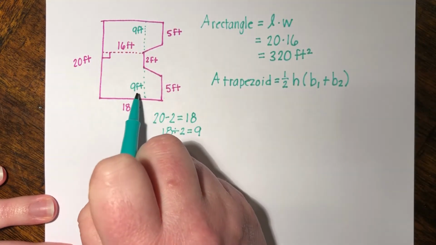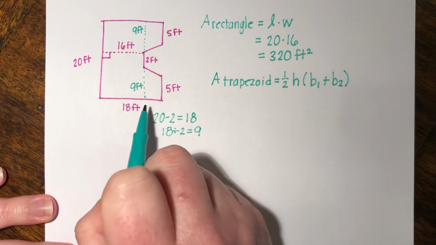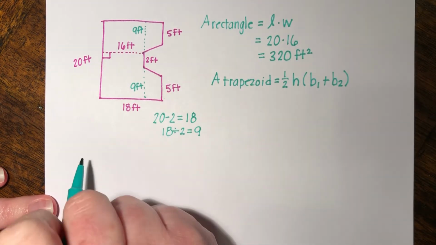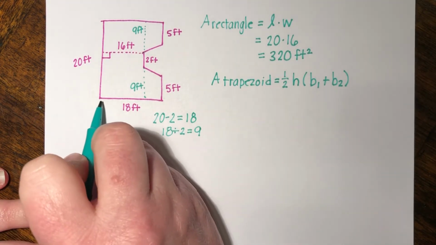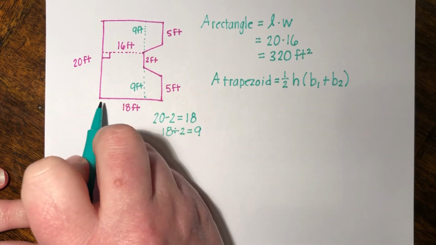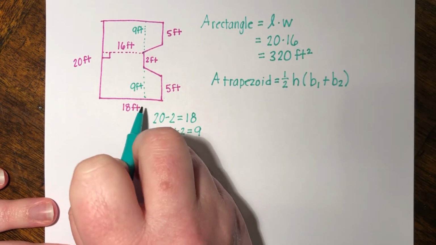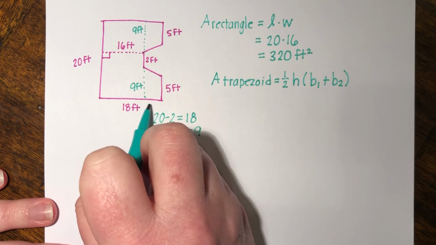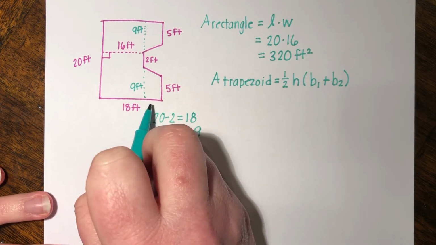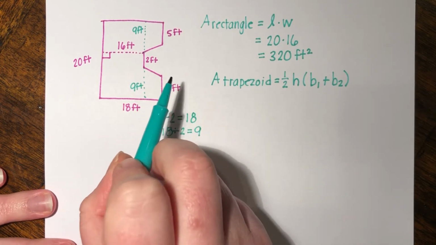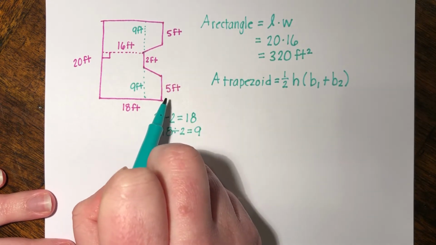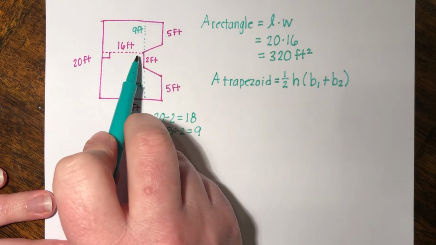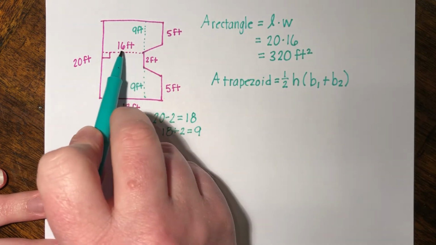So now we have a base of 9 feet and a base of 5 feet, but we still don't have our height. When we look here, we know this entire line right here is 18 feet long. But again, we only want this portion right here because this is the height of our trapezoid. So let's see if we can find another measurement in here that's going to help us figure out what this is. So when we search, we have this line right here that's 16 feet.